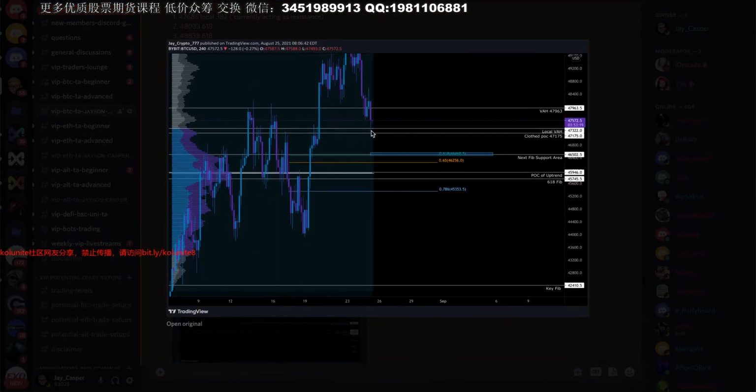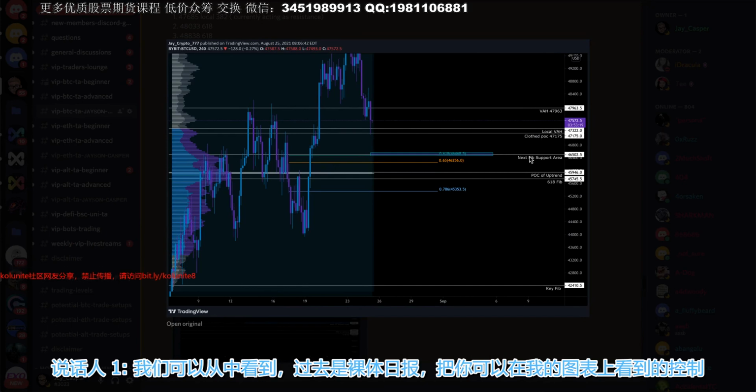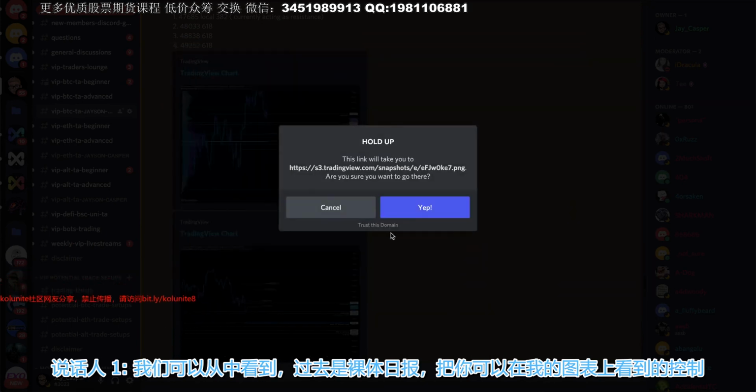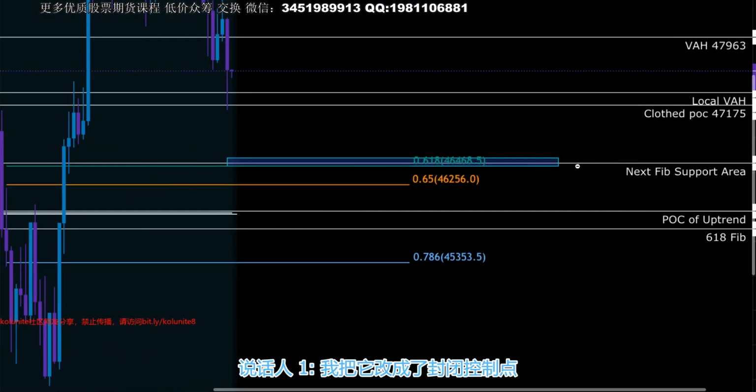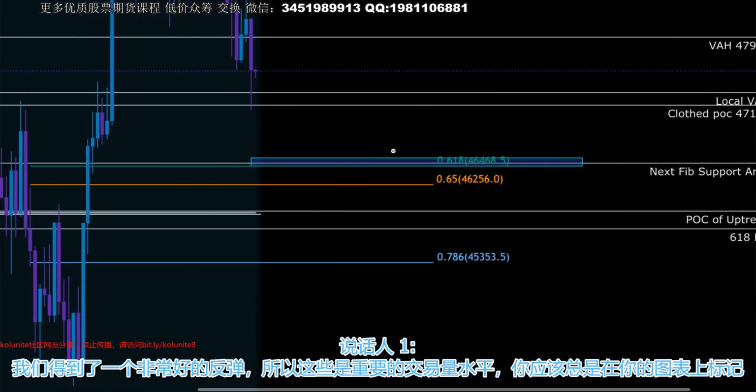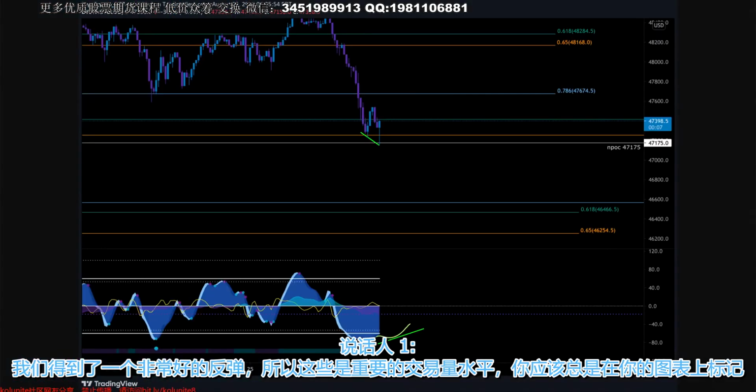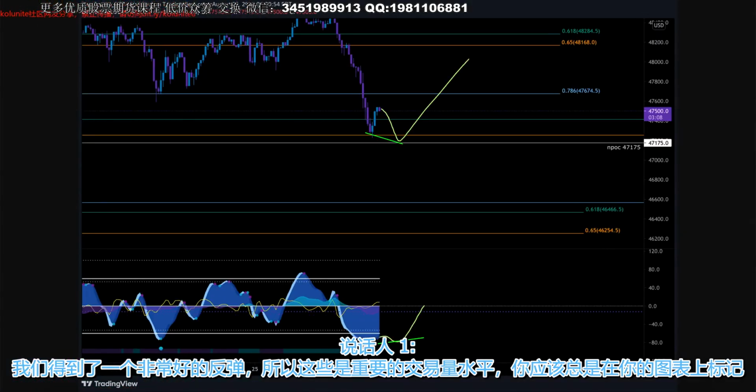Even the next day, we can see from that what used to be a naked daily point of control. You can see on my chart, I changed it to say clothed point of control. We got a really nice bounce off of that level. And so those are important volume levels that you should always mark on your chart.